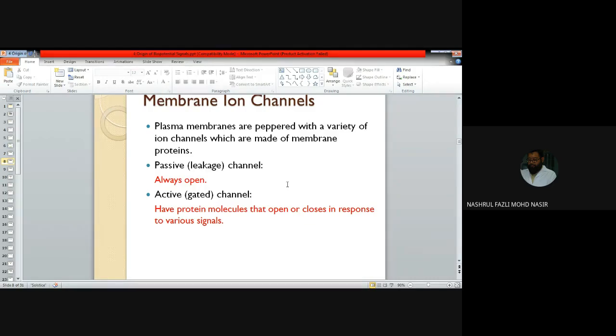And then you have a gated channel. It has protein molecules that open or close in response to various signals. Don't be afraid of this wording, signals. But one thing, it is about the movement of natrium ions and also potassium ions.